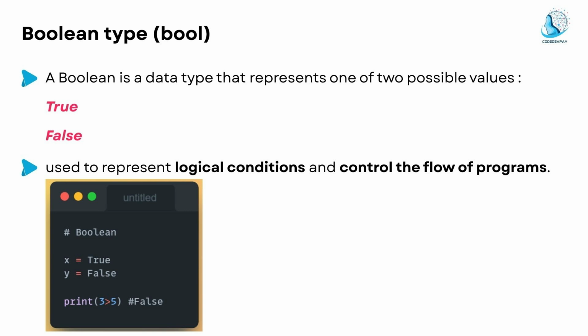We normally use Booleans in logical condition and also to control the flow of programs. So you can see we've created two variables where we've assigned x to true and y to false. So this makes the variable contain Boolean data types. Also, we have print into brackets 3 greater than 5. So this returns false, which is of course a Boolean data type.